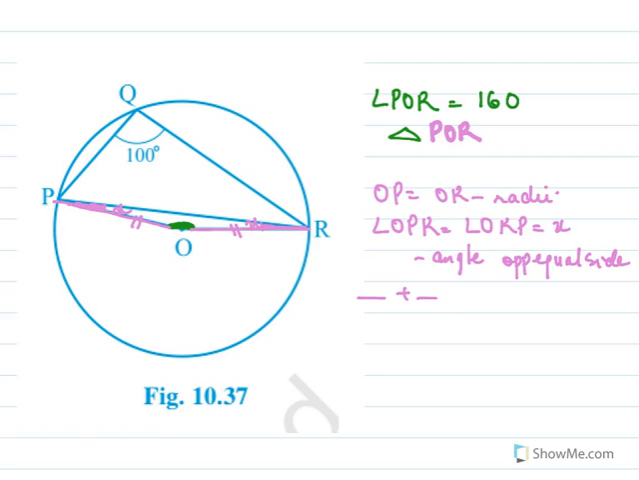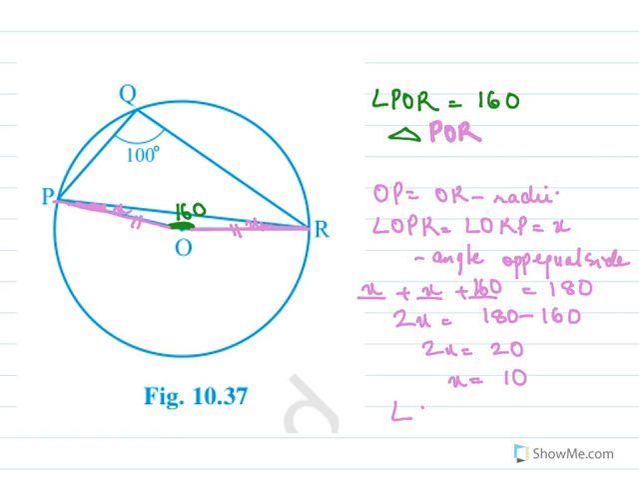So in the triangle I have 3 angles, and it's equal to 180. So you have X plus X, and I know this angle is 160, plus 160 equal to 180. 2x equal to 180 minus 160. 2x equal to 20. X equal to 10. And this is angle OPR equal to 10, which is also equal to angle ORP, which is also equal to 10. So I have now found out angle OPR.